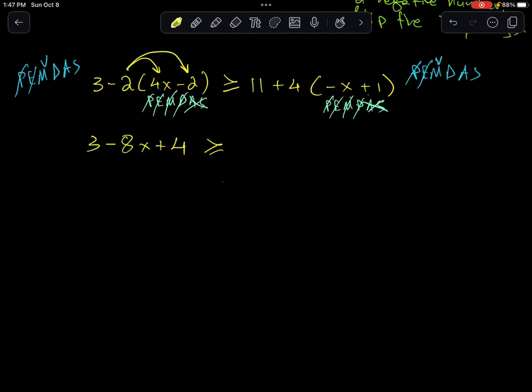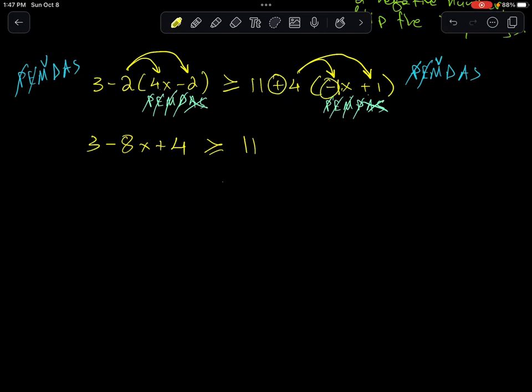Let's do the multiplication. Since it's a number times a parenthesis, I will distribute the number among the terms of the parenthesis. There are 2 terms, negative x and plus 1. Okay, now 11 drops, and I have plus 4 times minus x. Here this minus really means minus 1 times x. So essentially I have to multiply plus 4 times minus 1.